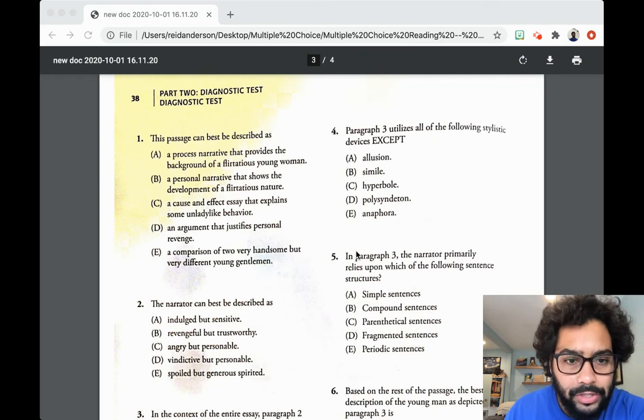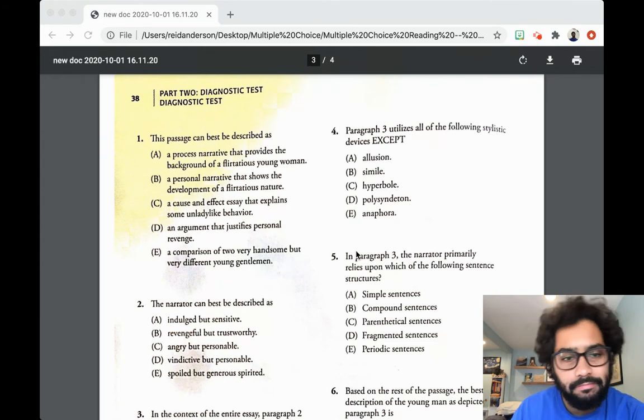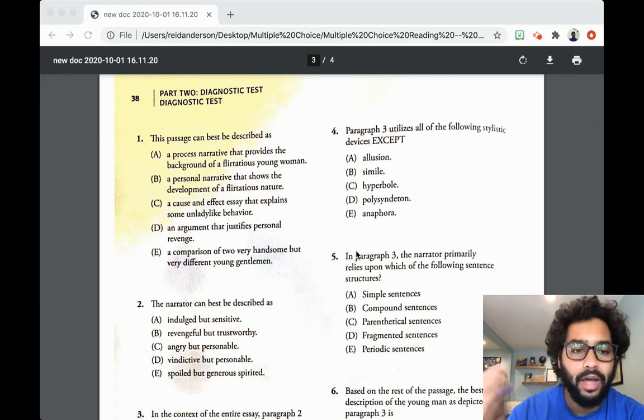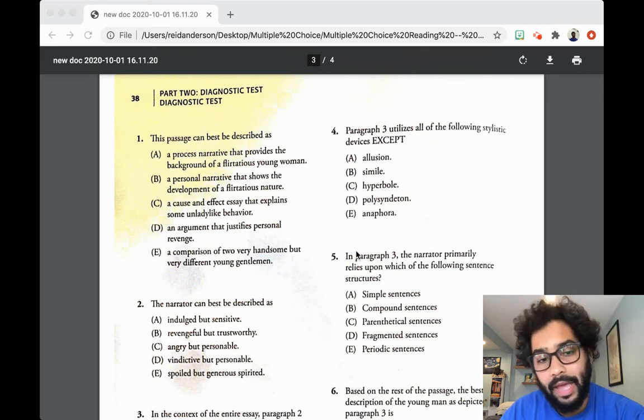"A personal narrative that shows the development of a flirtatious nature." Sure. Once again, it kind of fits. You know what I mean? It is this kind of personal narrative of hers that does fit a flirtatious nature. But once again, we're looking for the best answer, not just something that fits. Oftentimes people will be like, oh, it was A, and then they'll move on. That wasn't necessarily it. C, "a cause and effect essay that explains some unladylike behavior."